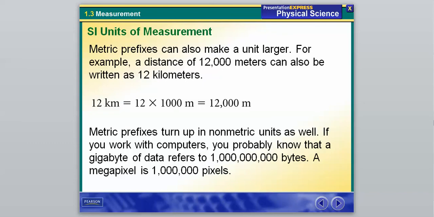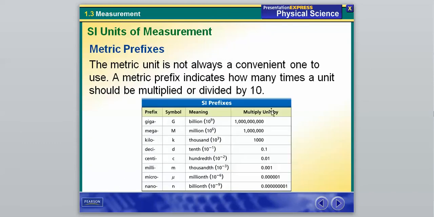And to go the other way, we can make a unit larger. For example, 12,000 meters can be written as 12 kilometers. And when we have the 12 km, if we want to convert that back to meters, instead of dividing we're just going to multiply by 1,000. So it's pretty simple. Maybe we'll do some problems if you're uncomfortable with that. But if you have this chart in front of you, you should be able to convert just about anything from the prefix to standard form, or from standard form to the prefix.